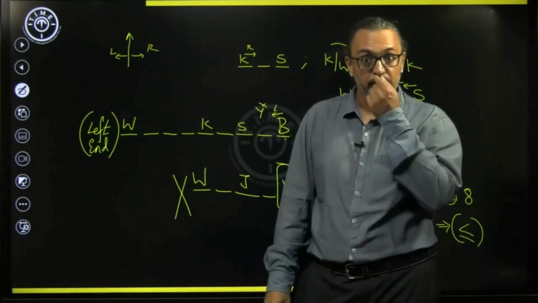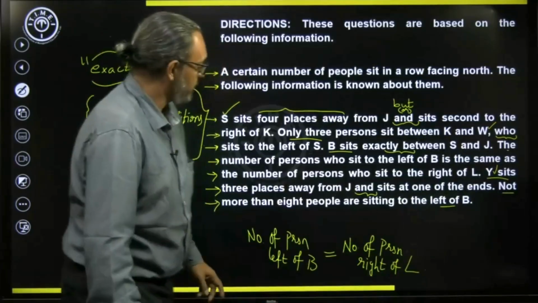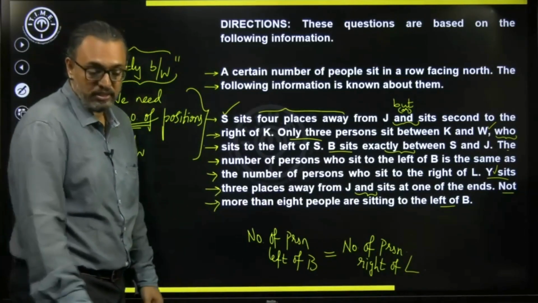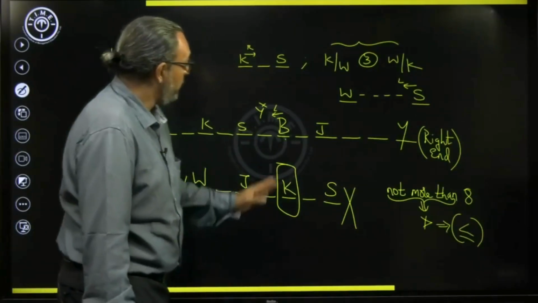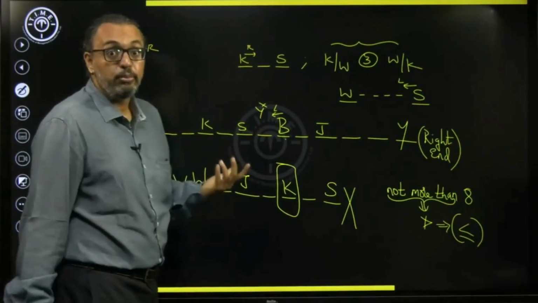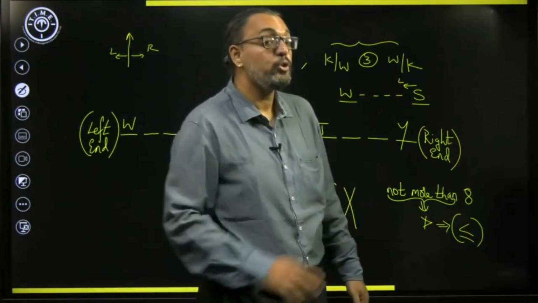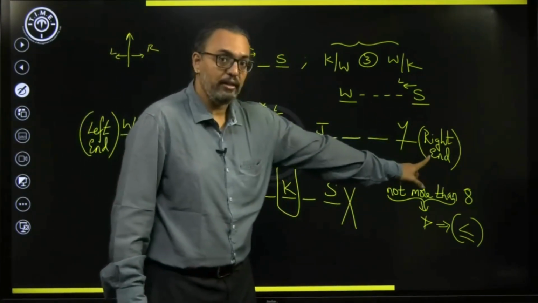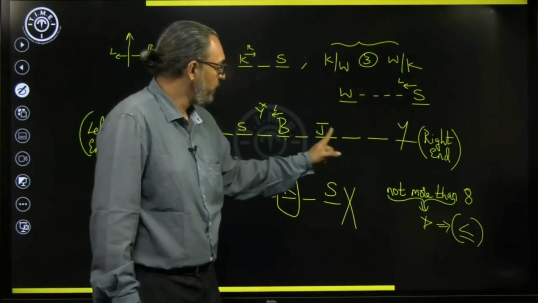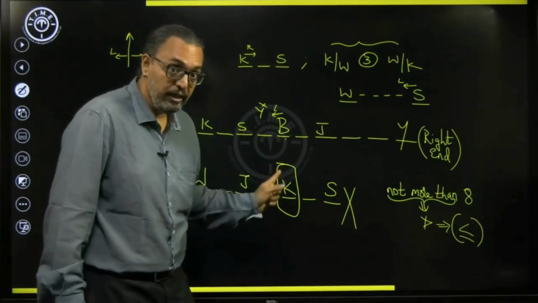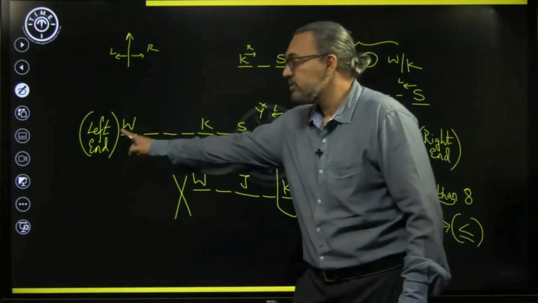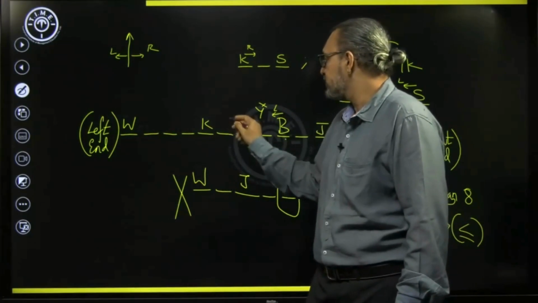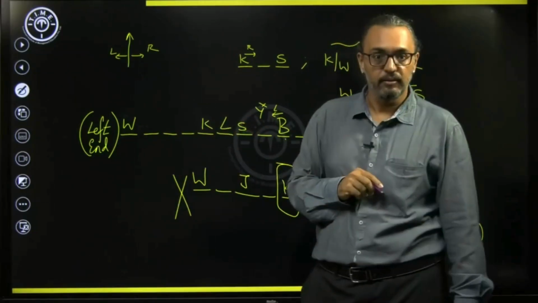Understanding the point? Now we will be able to fix this information. Number of persons left of B is same as number of persons right of L. So here B's left side there are 8 people, means L's right side also you need 8 people. But simply check B, what position it is from one end. So we have 1, 2, 3, 4, 5, 6th position from one end. L also should be 6th position from another end. So 1, 2, 3, 4, 5, 6th position from another end, you place L.